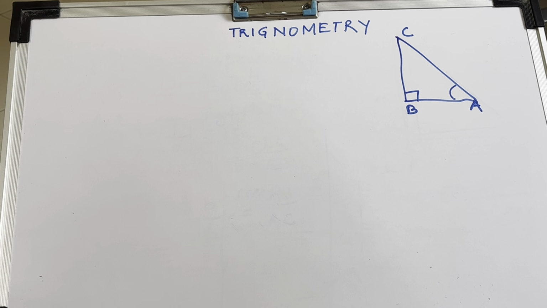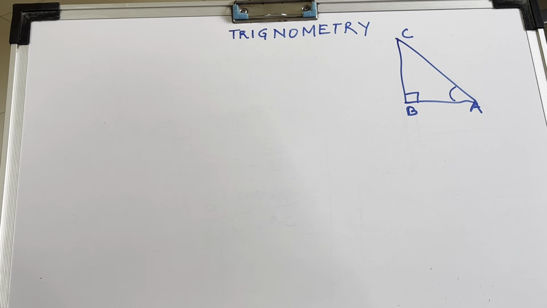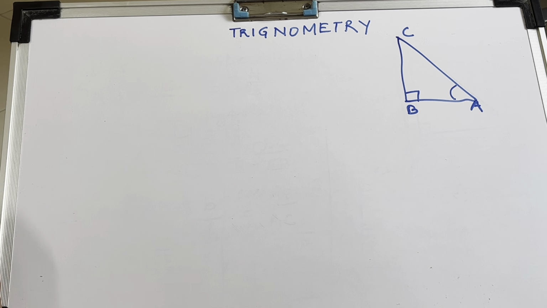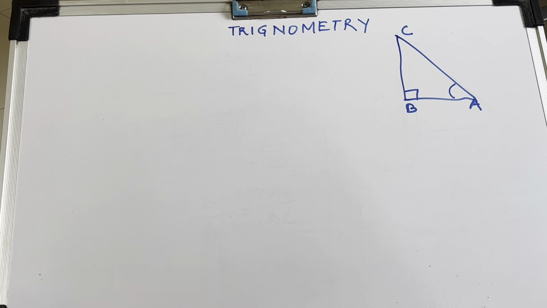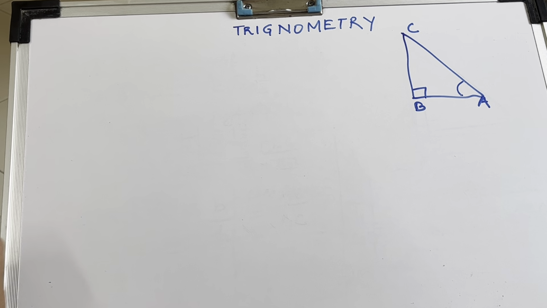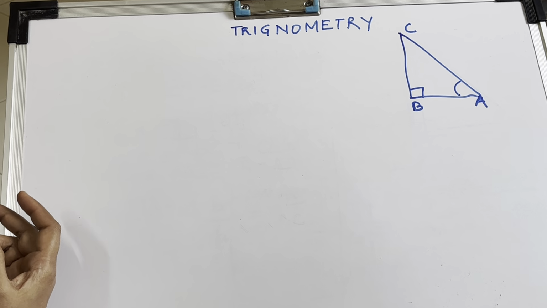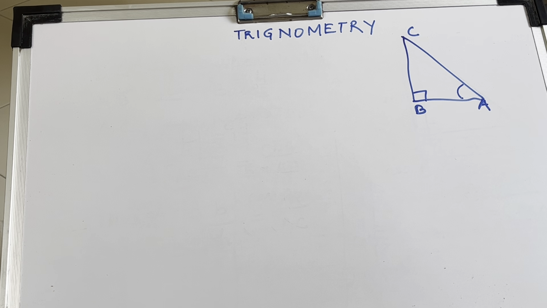Today I will be explaining the topic trigonometry for standard 10th. Trigonometry is actually the study of the relation between the sides and the angles. Today I will explain some trigonometric ratios, which are actually a relationship between the sides and the angle. We will write the ratios related to acute angle A.